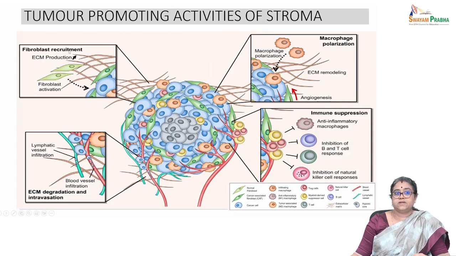On one aspect, they recruit the fibroblasts, and then they recruit the macrophages, and then they suppress the immune system and also produce enzymes for ECM degradation and intravasation. So, the whole system is hijacked by the tumor. The tumor in turn hijacks the entire tumor microenvironment in its favor to facilitate its progress.